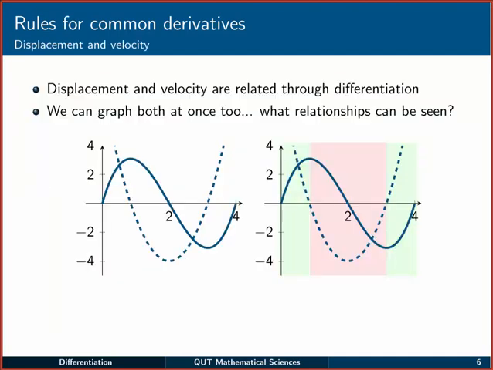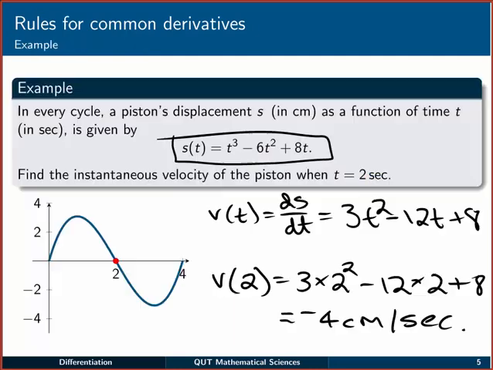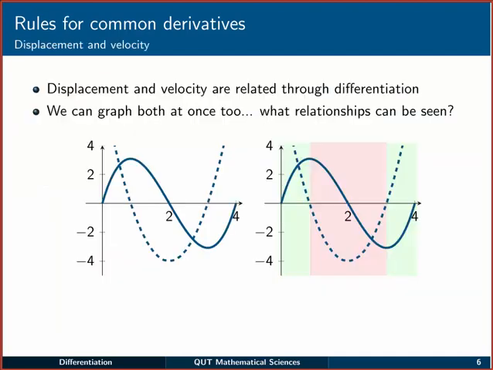Displacement and velocity, as we've just seen, are related through differentiation. Just working again on that example of the piston, we found that for our cubic displacement function, we got a quadratic or second degree polynomial velocity function. We can plot both of those on the graph at the same time. So the piston's displacement is given by the solid line, and its velocity given by the dashed line. And the point that we found was down here at minus 4 centimeters per second.